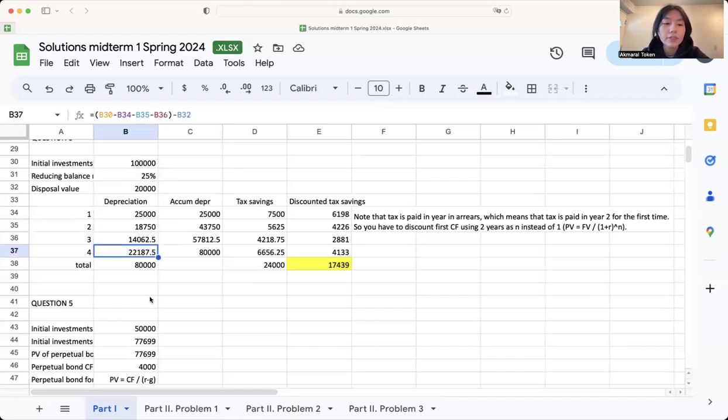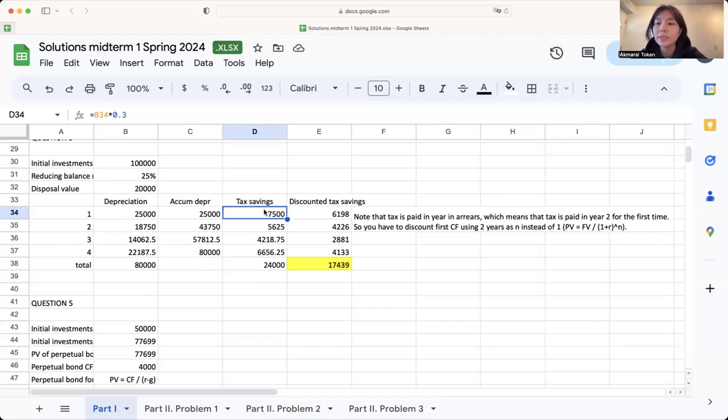But the calculation is different for the last year. You don't have to include the reducing balance rate in your calculations. We only take the initial investments and subtract all the preceding depreciation expenses, and the last item is disposal value. So basically $100,000 minus all the depreciation expenses minus disposal value, which gives us $22,000. So next step is to find the tax savings.